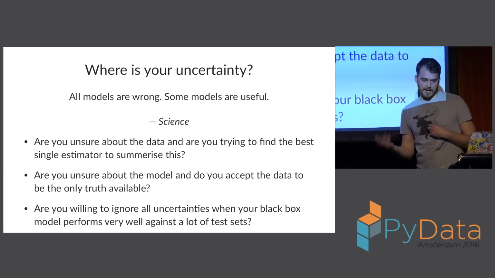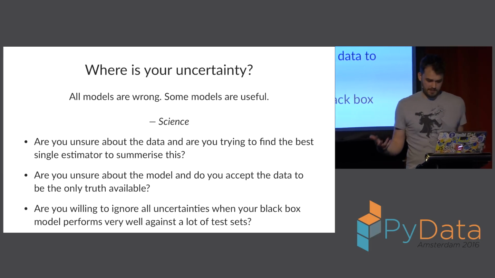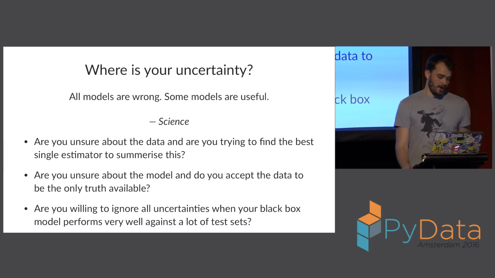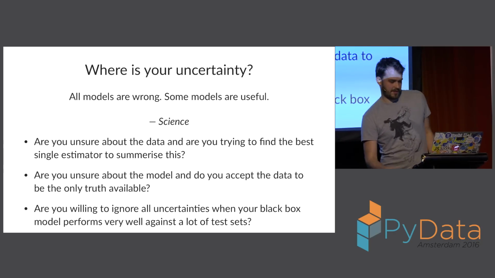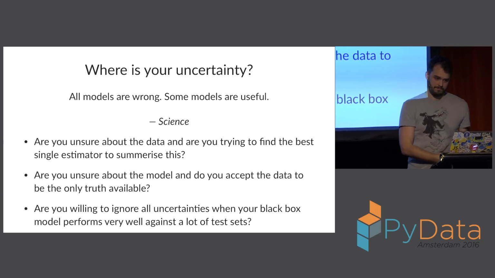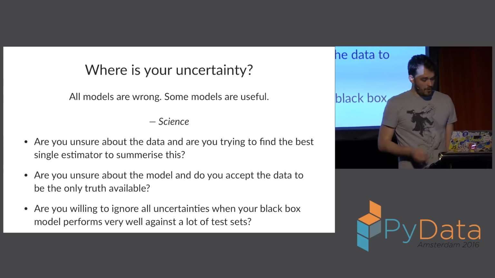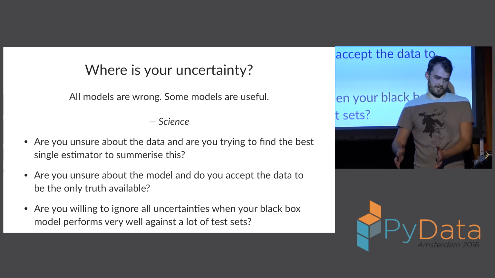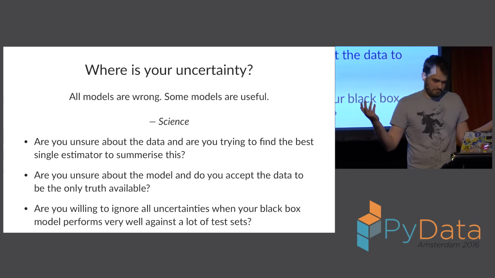Are you unsure about the data and you're trying to find the best single estimator to summarize this? That's a tactic. I guess I would call that frequentist. Are you unsure about the model, and do you accept the data to be the only truth that you have? And are you going to assign some uncertainty in your model? I guess I would call that Bayesian. Or are you willing to ignore all uncertainties when you have a black box that performs very well against a couple of test sets? These are the three schools.